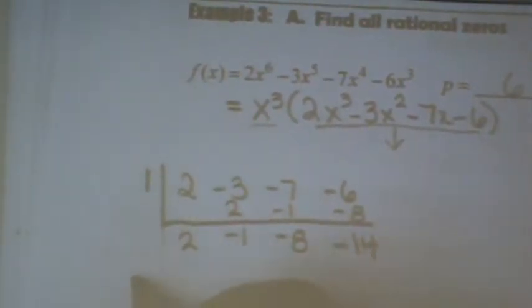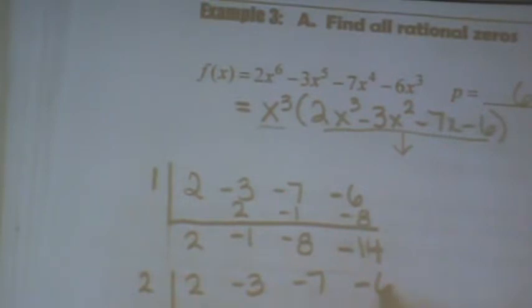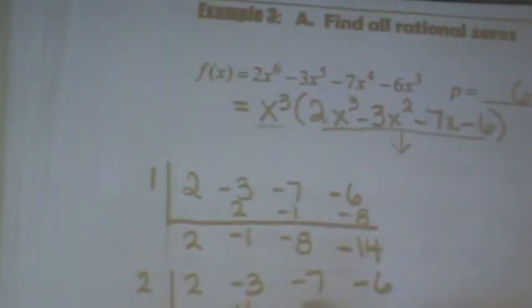So try 2. Now I don't have an upper or lower bound. If these were all positive numbers, 1 would have been an upper bound. I wouldn't try 2, 3, or 6. So let's try 2. I got 2, -3, -7, and -6. So I'm going to bring down 2. 2 times 2 is 4, add, get 1, 2, -5, and again, nope.